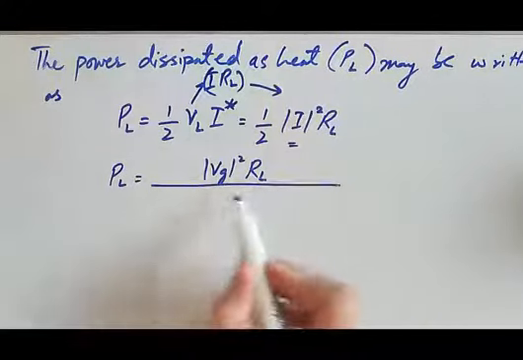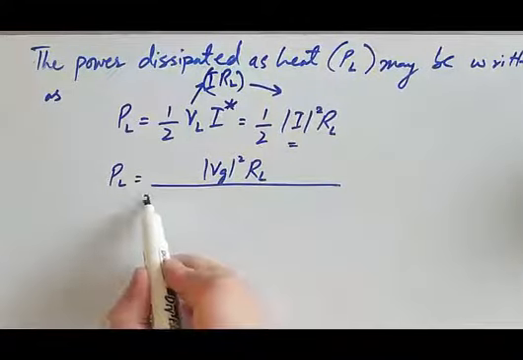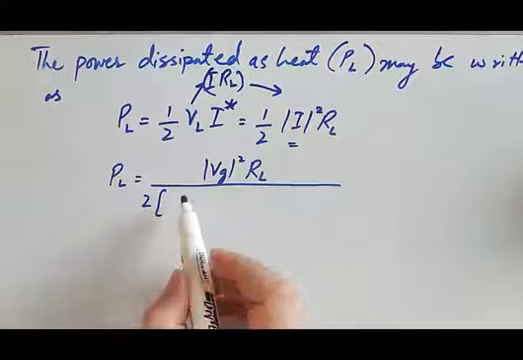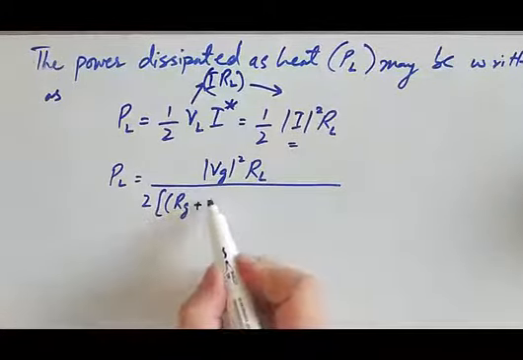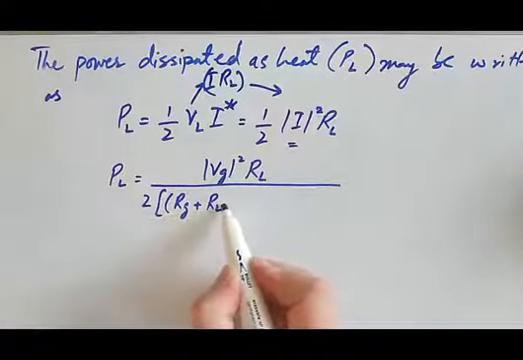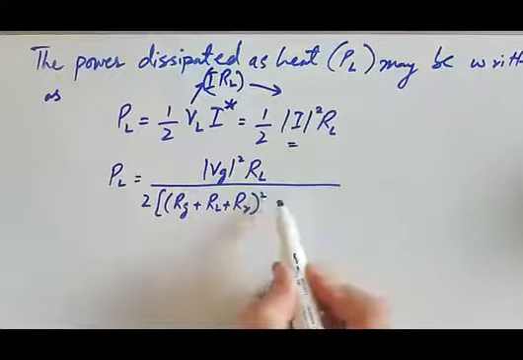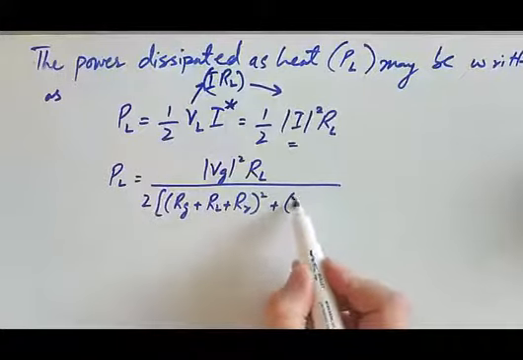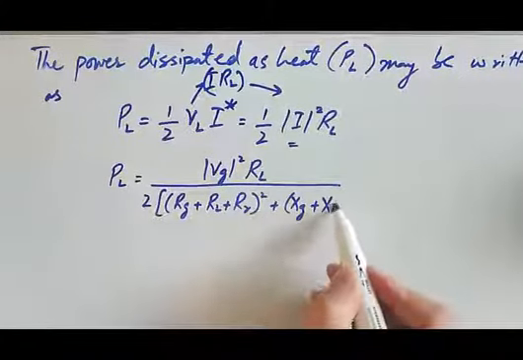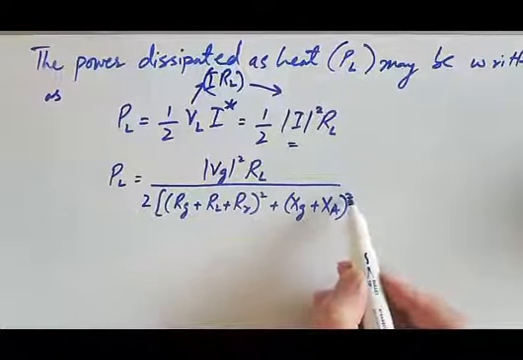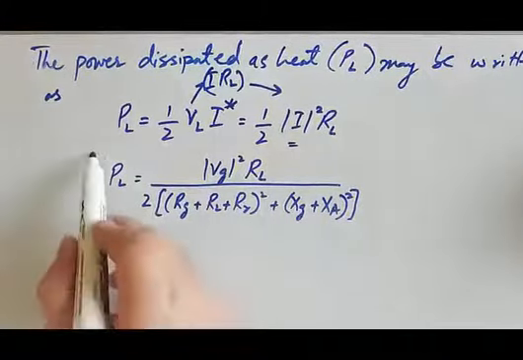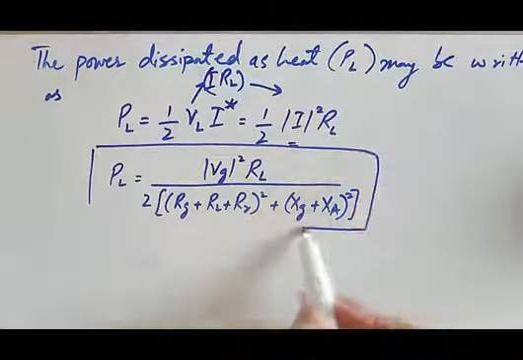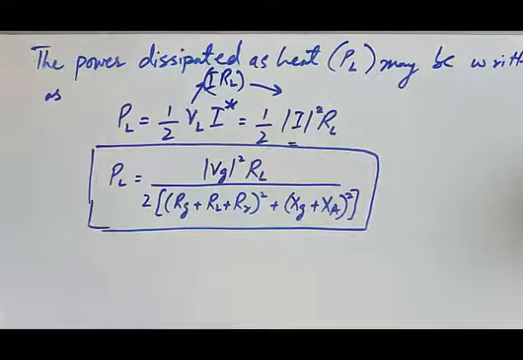This time it is RL because it is the loss resistance, and the same in the denominator, which is Rg plus RL plus RR square plus Xg plus XA whole square, multiplied with 2. So this equation shows the power dissipated in the antenna.